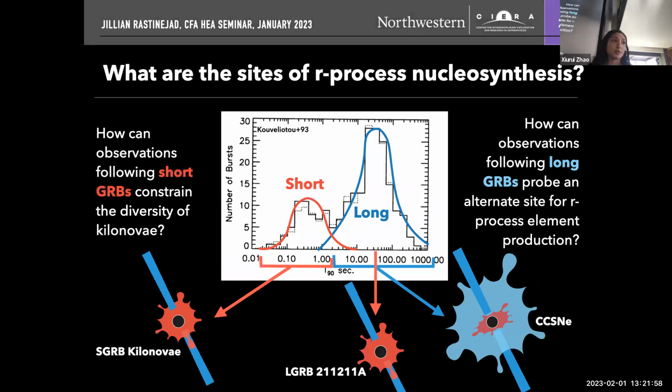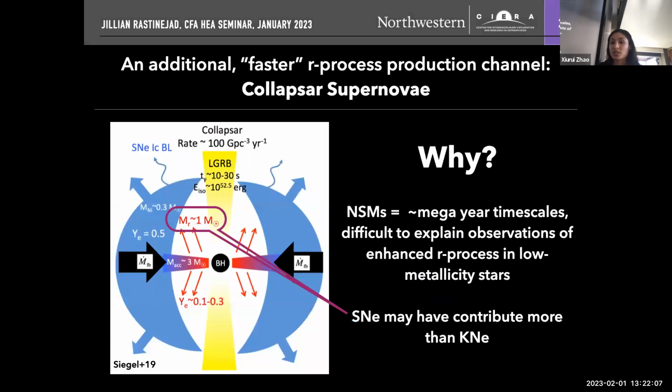Okay, so back to this plot here. Now I'll very briefly talk about core collapse supernovae as sites for r-process element production. So why would you, if you already have a site for r-process nucleosynthesis, want to come up with another?